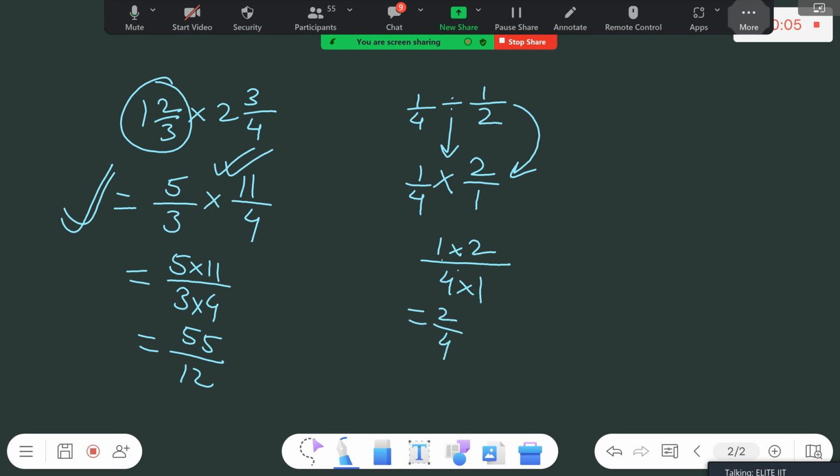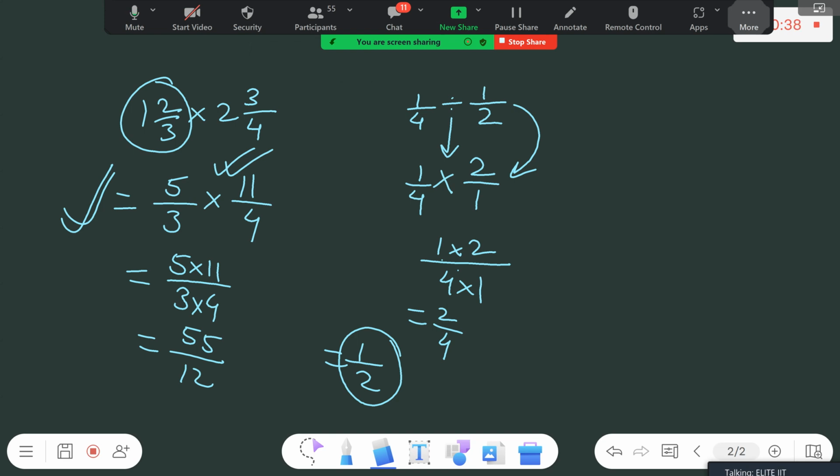2 by 4. But can you reduce it further? Yes, because 2 and 4 have a common factor other than 1, which is 2. So if you divide both by 2, it will become 1 by 2. The answer will be 1 by 2. This is our division of fractions. Also in division, if you have mixed fractions, remember to convert them to improper fractions first.